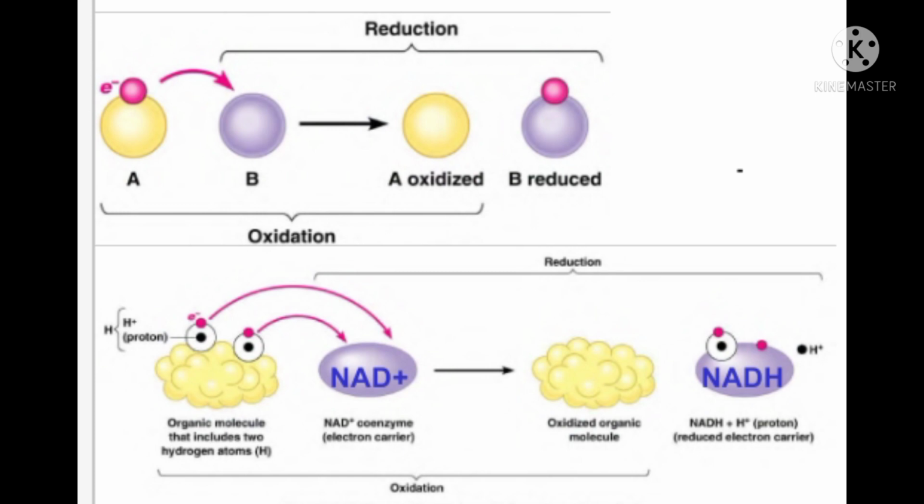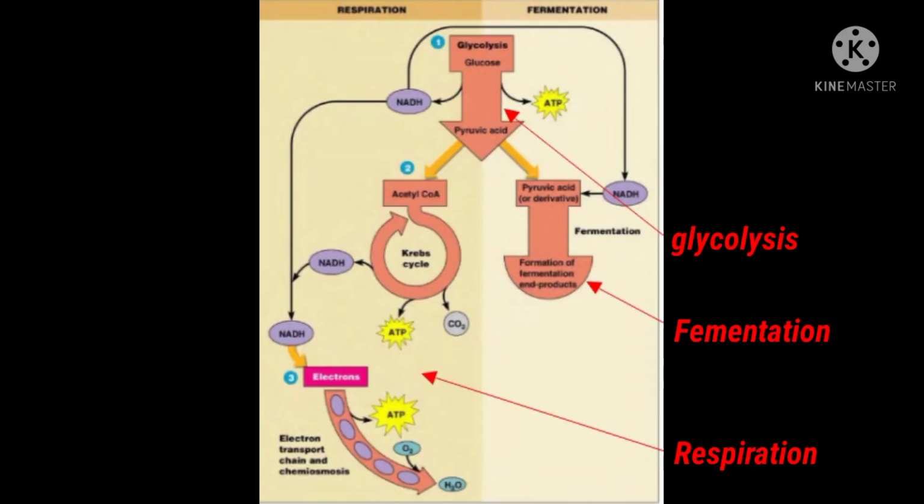When a molecule receives or gains electrons, it is said to be reduced. A molecule that gives up electrons is said to be oxidized. Now, let's go back to the process of producing ATP. Fermentation is next.